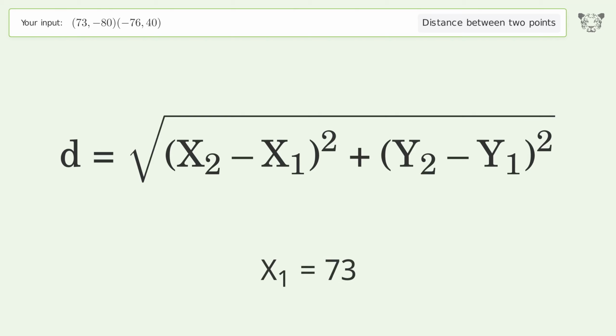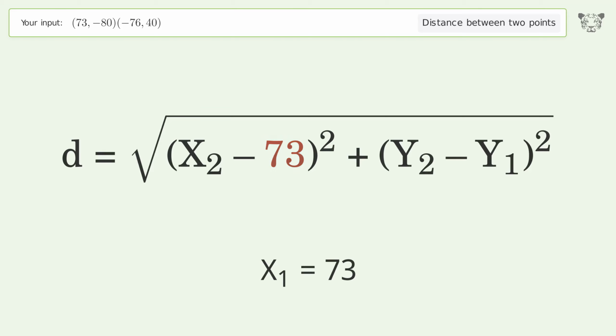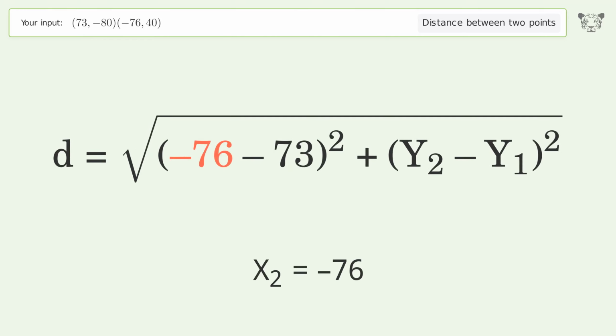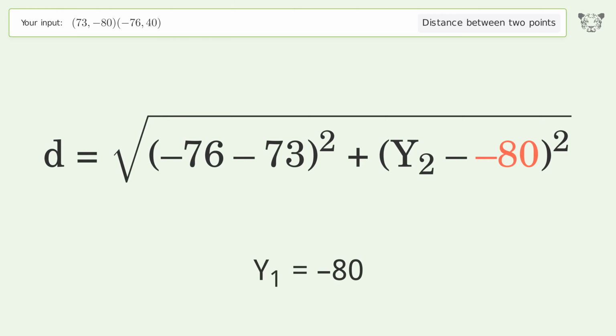x1 equals 73. x2 equals -76. y1 equals -80. y2 equals 40.